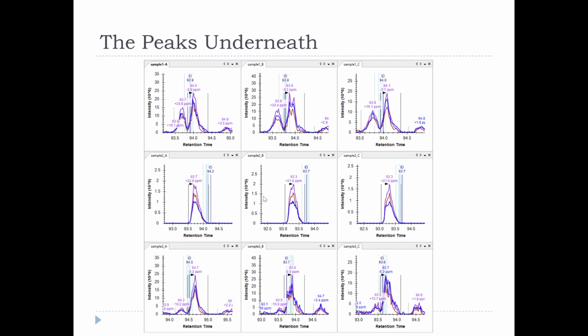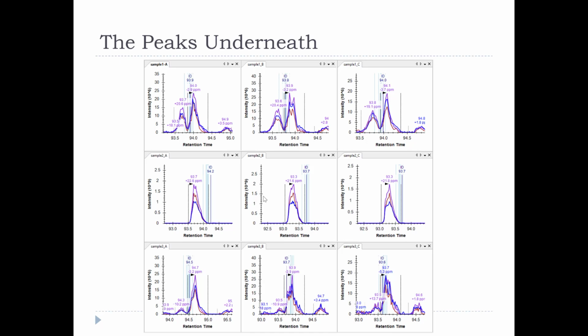And this one is minus 2 ppm, and this one's plus 20 ppm. This one's minus 3, this one's plus 20, this one's plus 20, this one's minus 3. So their mass errors are really consistent. They're very consistent in retention time.